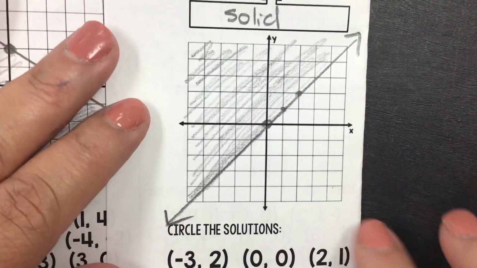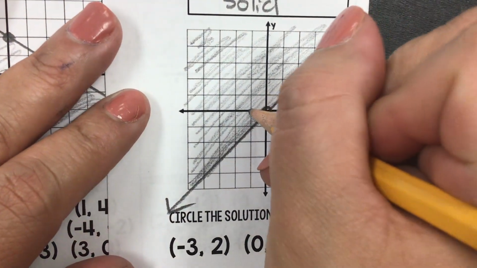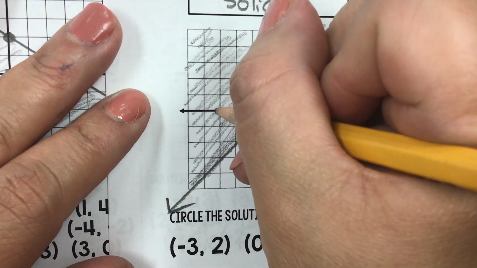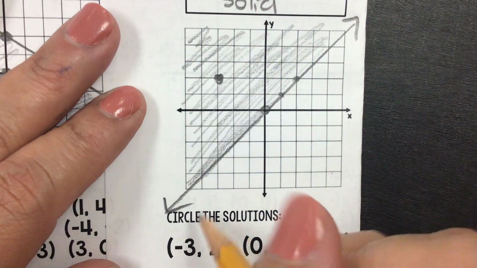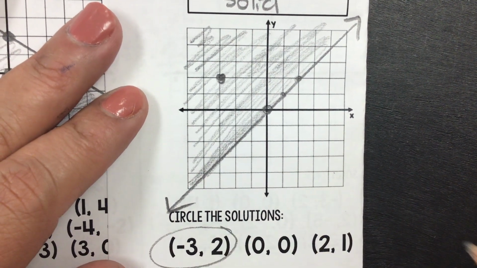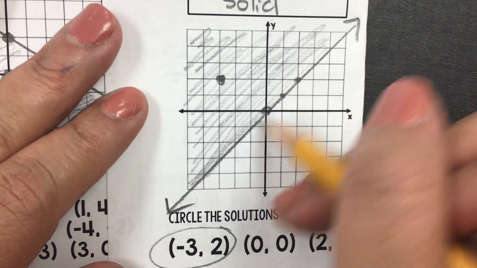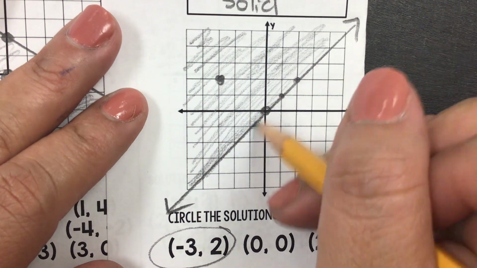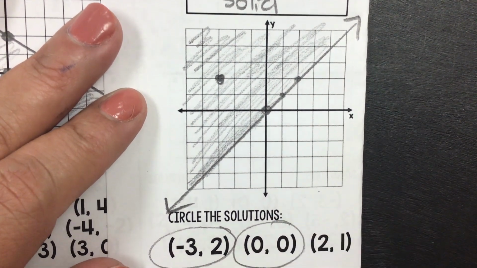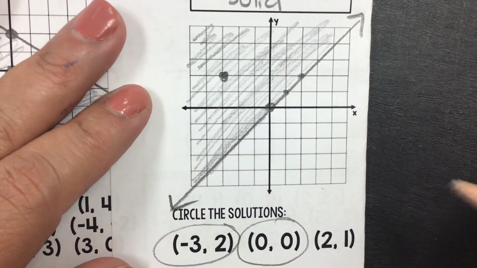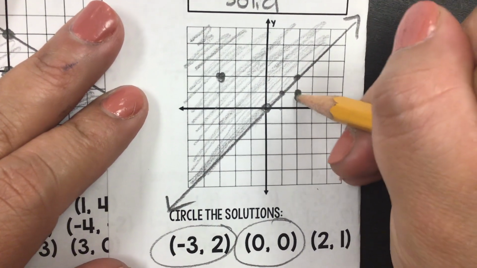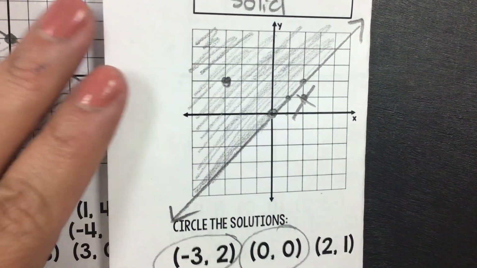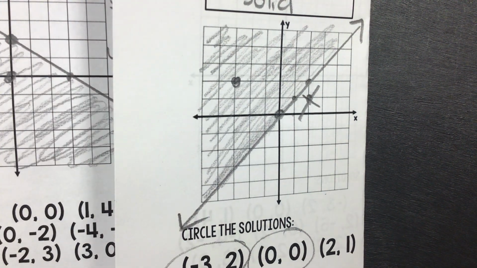Well, let's check the solutions. -3, 1, 2, 3. 2, 1, 2. Is that part of our solution? Yes, because it's part of that shaded region. 0, 0 is on the line, and the line's included, so yes, it's also part of our solution set. And then 2, 1, 2, 1 is not part of the solution because it's not part of that shaded region.